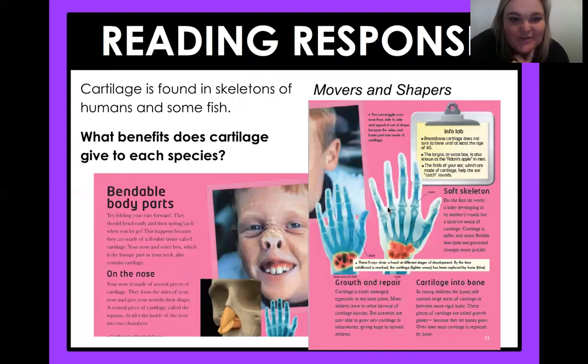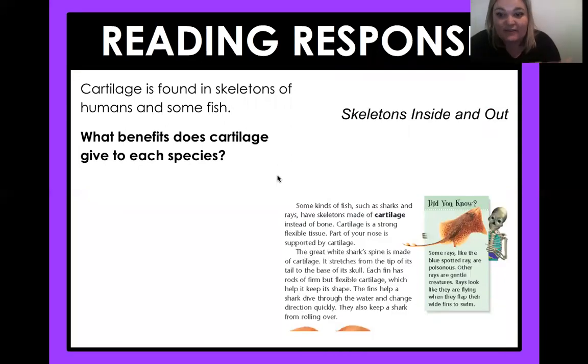Now, reading response. Cartilage is found in skeletons of humans and some fish. What benefits does cartilage give to each species? So we've got these two pages from Movers and Shapers that focus on cartilage in humans. And then we have this page from Skeletons Inside and Out that focuses on fish. So your job is to figure out, what does cartilage do in each of those species?